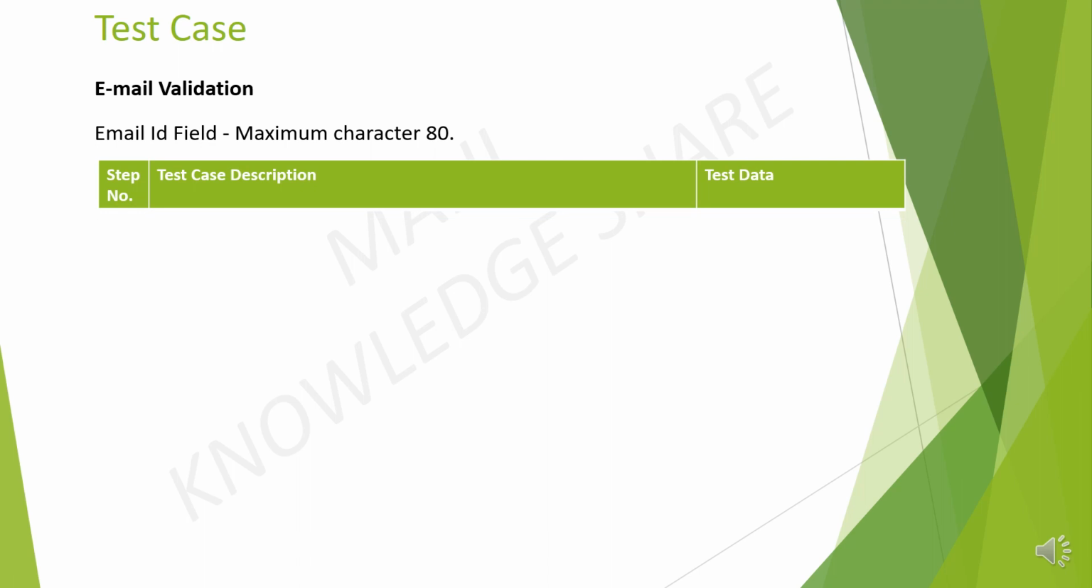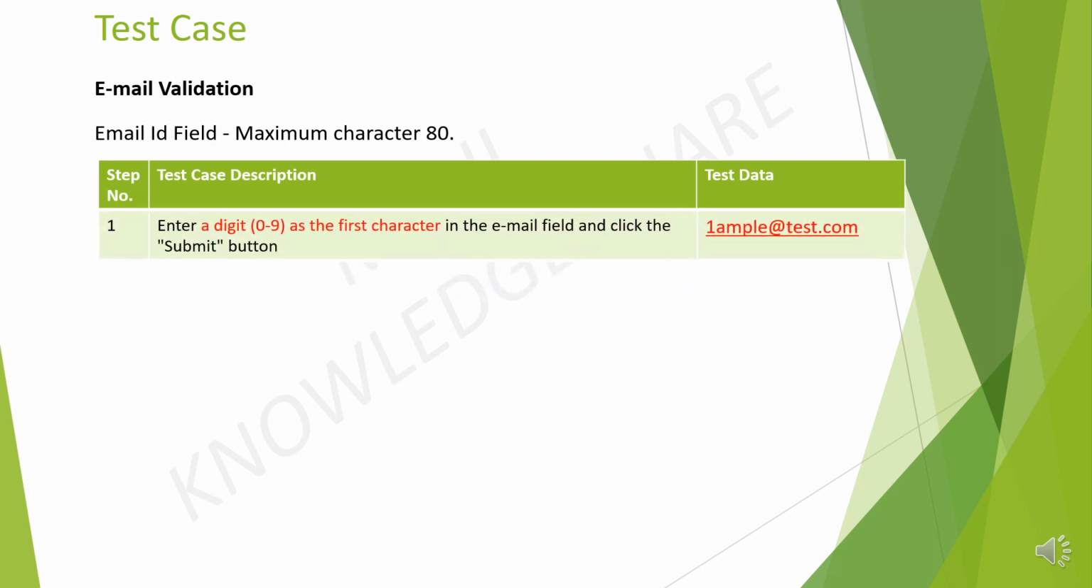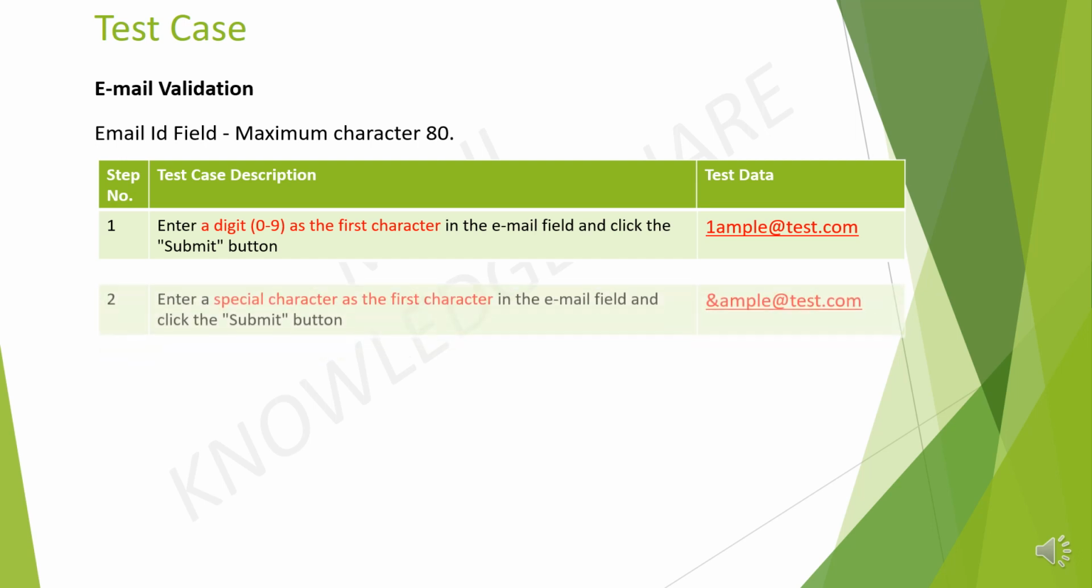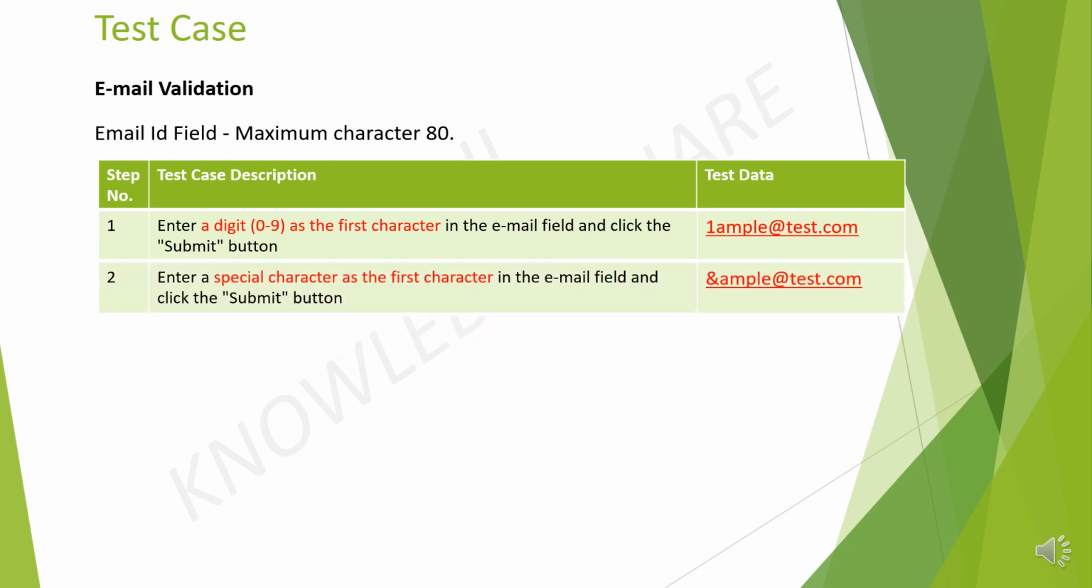Test case number 1. Enter any digit between 0 to 9 as the first character in the email field and click the submit button. Test case number 2. Enter a special character as the first character in the email field and click the submit button.